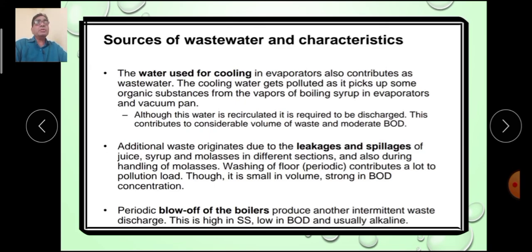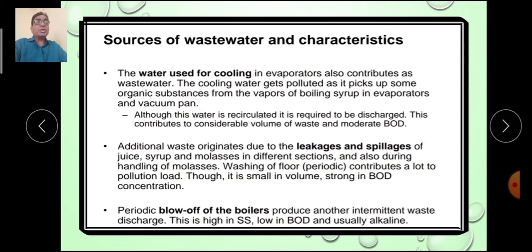The wastewater used for cooling in the evaporator also contributes as wastewater. This is another source of wastewater. The first was from the milling house, and the second is wastewater from the evaporator. The cooling water gets polluted as it picks up some organic substances from the vapors of boiling syrup, because it is removed from the juice, and therefore it picks up some organic substances in the evaporators, also in the vacuum pump.